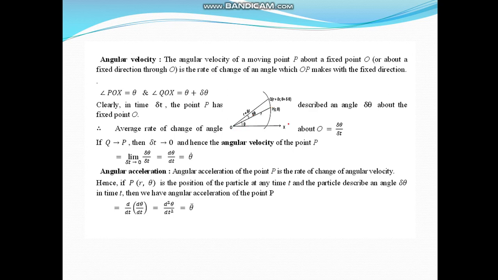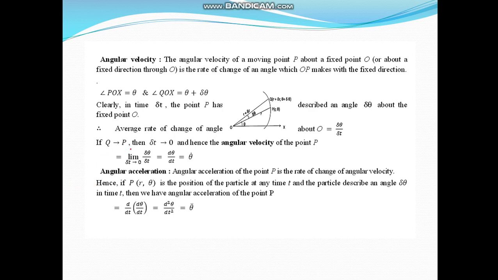fixed direction. Clearly, as P moves ahead, the angle is definitely going to change. So here angle POX is theta and angle QOX is theta plus delta theta. So clearly in time delta t, the point P has described an angle delta theta about the fixed point O. Therefore the average rate of change of angle about O is delta theta by delta t.